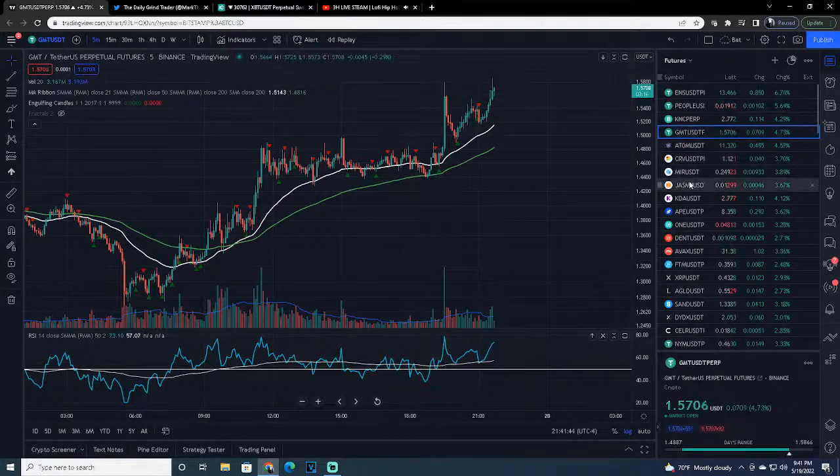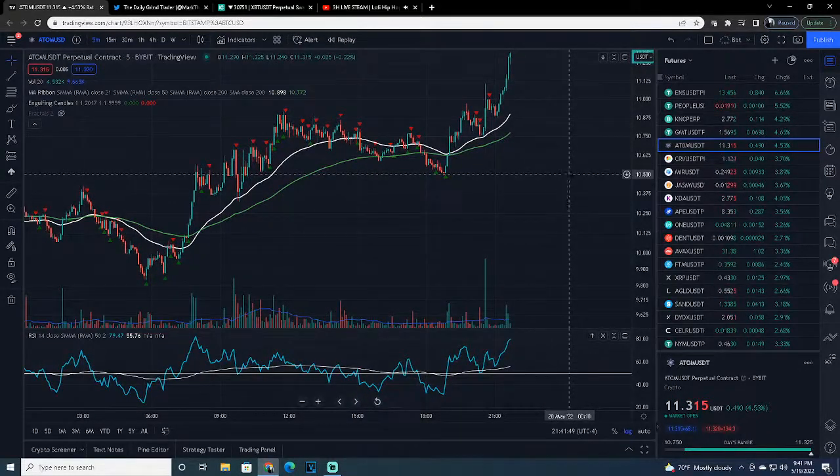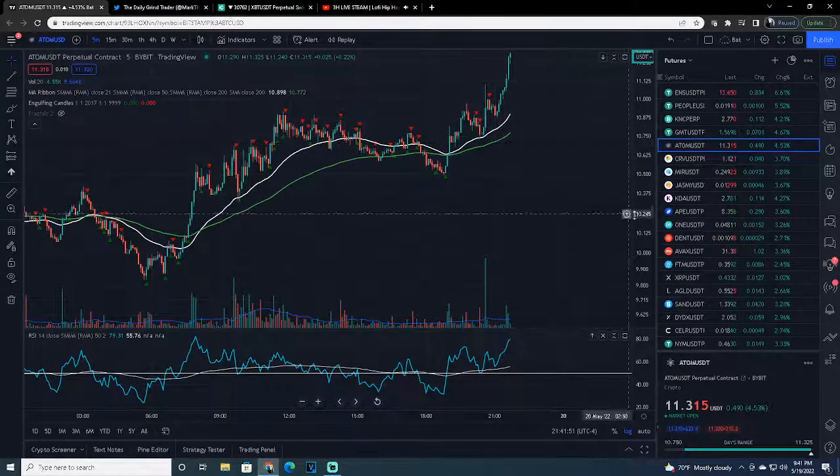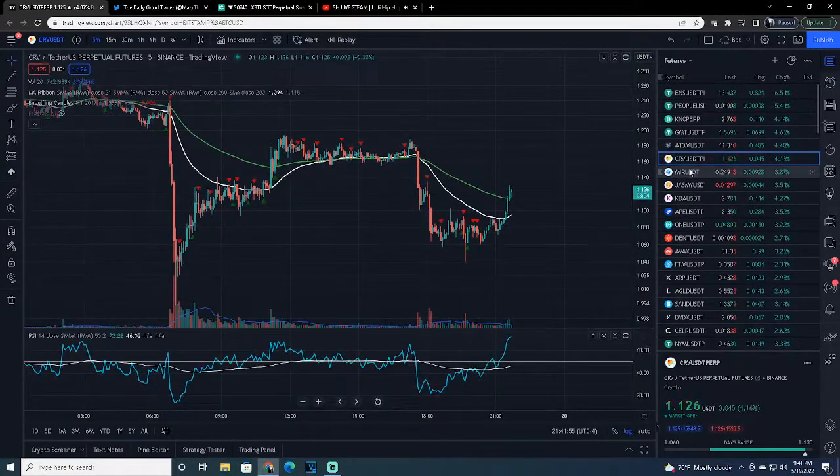What do we have? Everything has already gone. This is so unfortunate for me because I wasn't even trading earlier. This could have actually been a decent time to hop in.